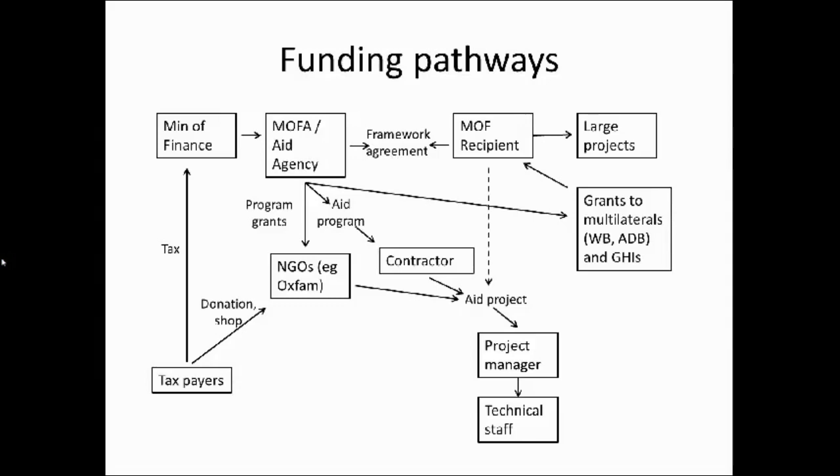This is a notional diagram about how some aid flows. Just to say that there is an institutional structure through which aid is delivered, and it's important to keep in mind that each of the elements on this page has its own bureaucratic interests and its own barriers and log jams and so forth. So let's say the taxpayers make a contribution in tax to the Ministry of Finance. The Ministry of Finance passes it on to the Ministry of Foreign Affairs or to the aid agency. The aid agency may set up a framework agreement with the Ministry of Finance of the recipient country, and then the aid will flow to a contractor. Under that aid program, the contractor will do the design work and then will do the implementation work for the project. That will involve a project manager and technical staff.